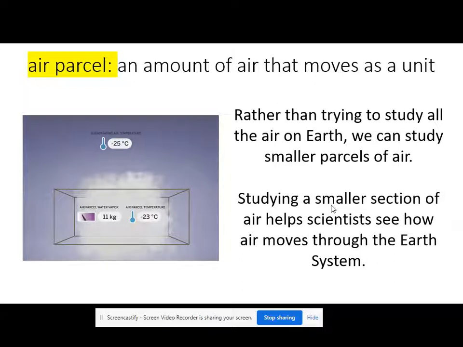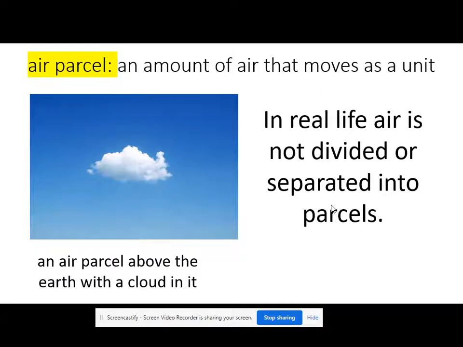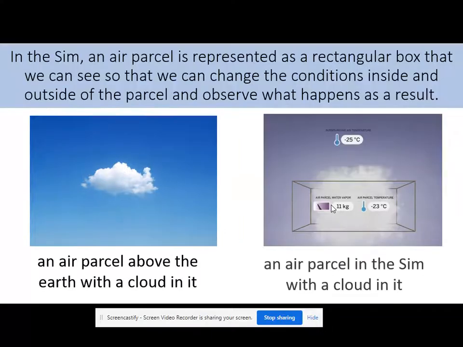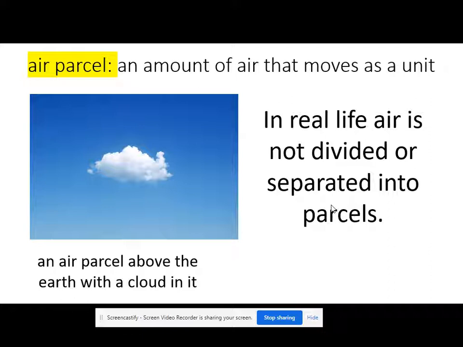Now, these smaller sections that we study really help us understand how the air is moving through the Earth. But, in real life, air is not divided into these separate parcels, okay? This is just something that scientists use in order to understand things better. Kind of like the latitude and longitude lines. Once again, there's not real latitude lines or longitude lines written on the Earth, but we put them there. We draw globes and maps with latitude and longitude lines because it helps us understand it better. That's the same idea with parcels as well.